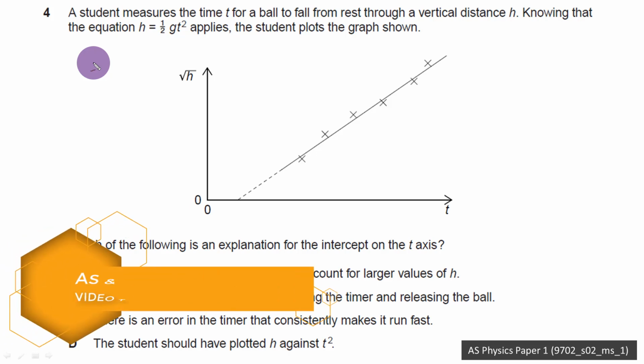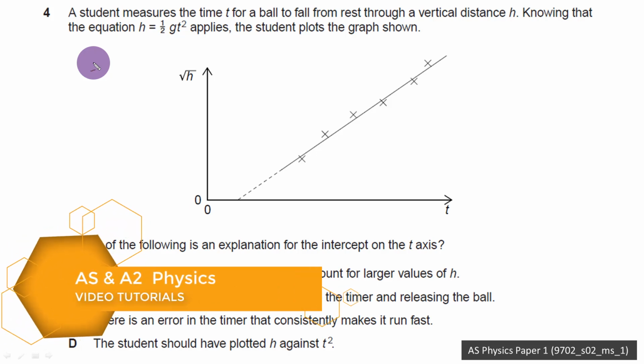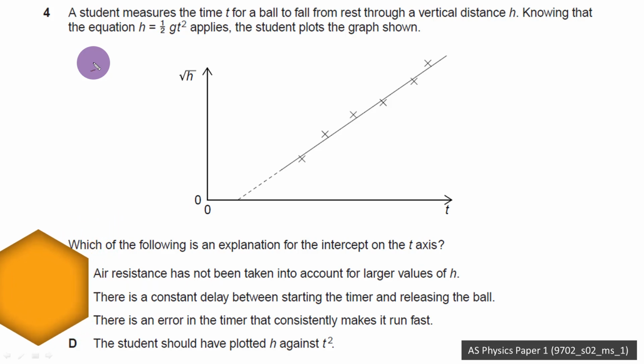Question 4 of Paper 1, the year 2002, is about systematic and random uncertainties. This question tests whether you can identify a systematic uncertainty or a random uncertainty, or identify where such situations have been described. So let's go straight to the question.